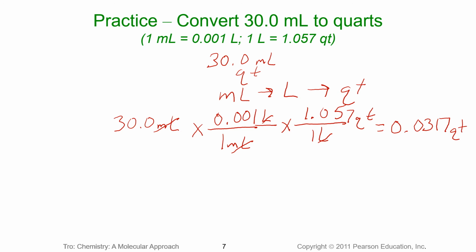Now we want to round. We started with 3 significant figures. Our answer has 3 significant figures. So our answer, we could leave this as 0.0317. Our units are correct. We were left with quarts as an answer. And milliliters are smaller than a liter, so we would expect to end up with something smaller than a quart.